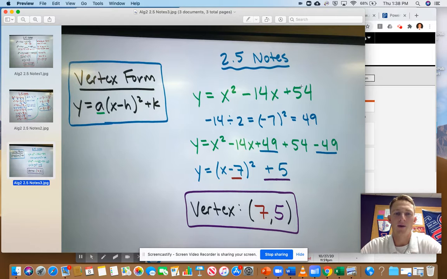Last example, we are in the standard form again, but we want to get it to the vertex form. So in order to do that, we are going to complete the square. Let's use this negative 14. So negative 14 divided by 2 is negative 7. Again, that negative 7 is used later when we factor it. Let's square it. That's 49. We're going to add it right after the negative 14x.